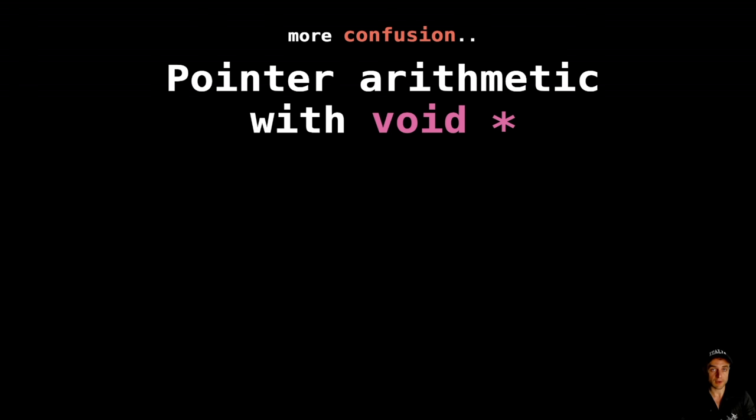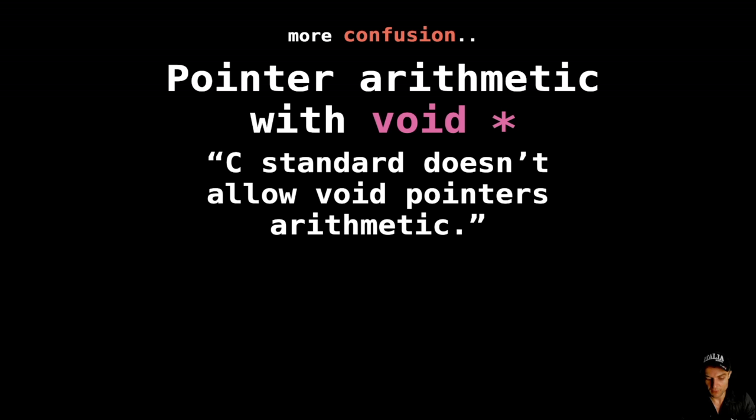Now I want to add some more confusion to your life, okay, with these pointers. And this is the question of pointer arithmetic with void pointers. Do you think it's feasible? Well, the C standard doesn't allow void pointer arithmetic. Void indeed is no type, so it's kind of tricky to understand how to handle arithmetic, right? Because you know that arithmetic depends on the size pointed. If I'm pointing to a short, I'm going to jump 2 bytes by 2 bytes. But it's kind of tricky to get the size of a no type, because void is a no type.